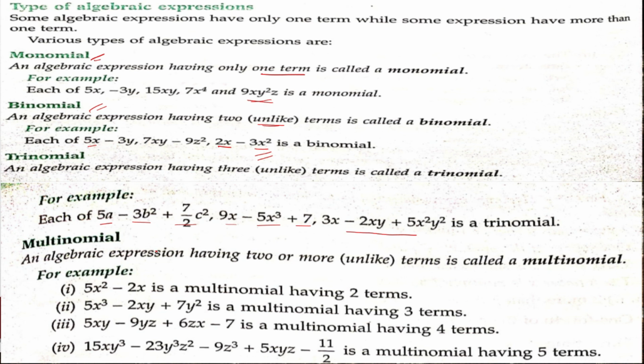Now what is multinomial? An algebraic expression having two or more unlike terms is called multinomial. Suppose 5x square minus 2x. It is a multinomial having two terms. Second one is having three terms. It is also called multinomial. Remember, if an algebraic expression has two or more unlike terms, it is called multinomial. Same way, third and fourth.